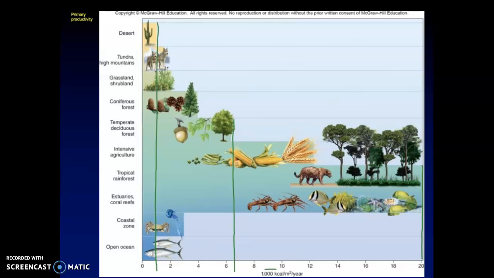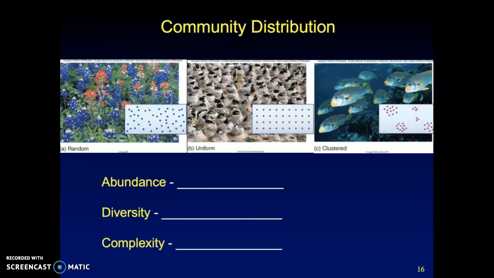That energy is important because that establishes the base of the community because of the energy needed for the food chains and food webs. So as we go into a community, we look at how are things distributed? How are they spread out within the community? And we tend to see patterns.